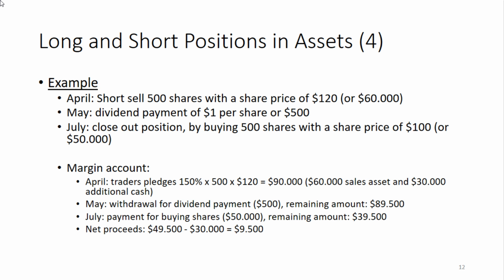So what are in the end the net proceeds for the investor, for the trader? Well, originally he provided 30,000 in additional cash, did that in April, and now the remaining amount is 39,500. So 39,500 minus 30,000 means that there is a remaining amount of 9,500, which is a gain to the trader.